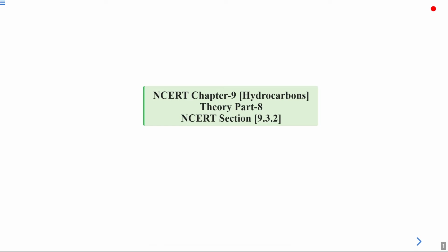So today we will see the theory part 8 of the chapter 9 hydrocarbon, in which we will cover the NCERT section 9.3.2. So let us start our class.